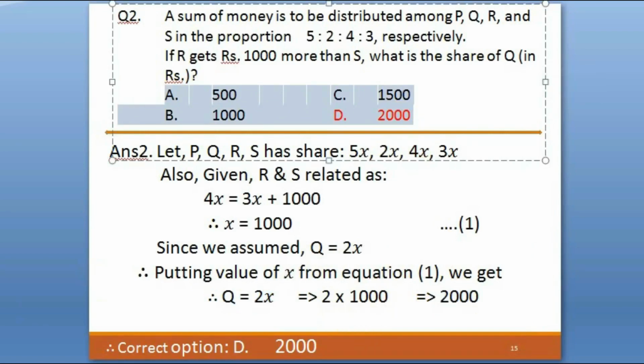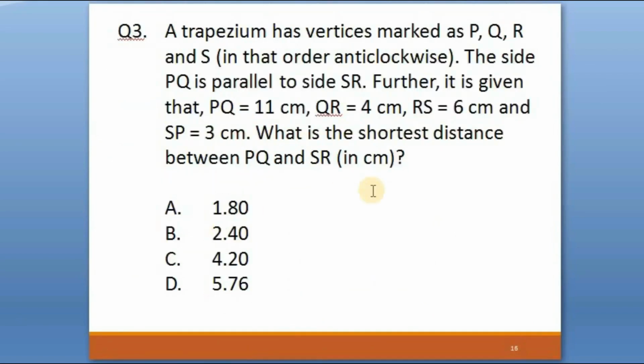Now let's move to the third question. A trapezium has vertices marked as P, Q, R and S in that order anticlockwise. The side PQ is parallel to side SR. Further, it is given that PQ is equal to 11 cm, QR is equal to 4 cm, RS is equal to 6 cm and SP is equal to 3 cm. What is the shortest distance between PQ and SR in centimeters?